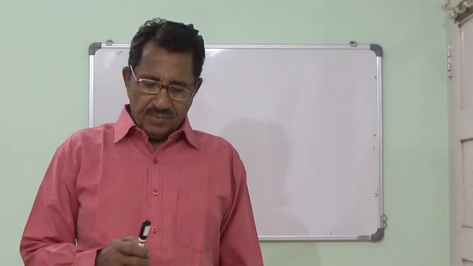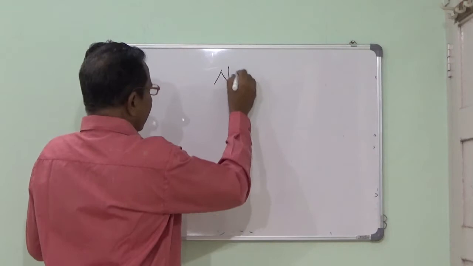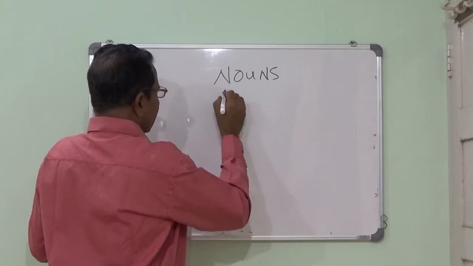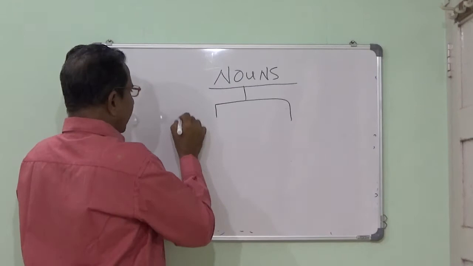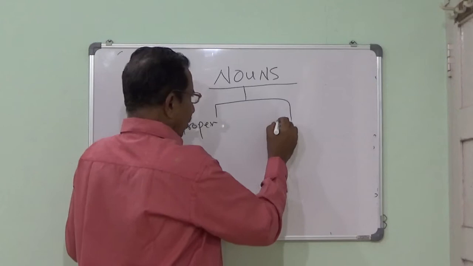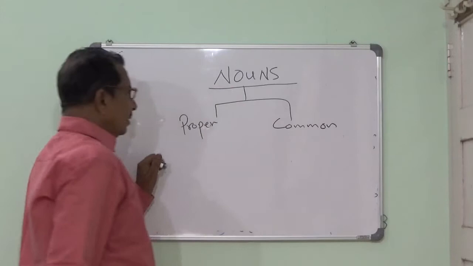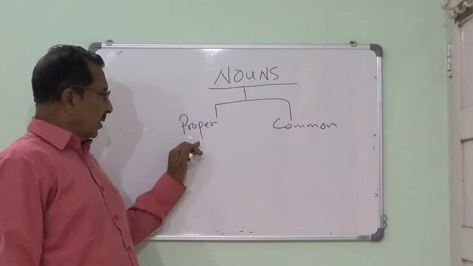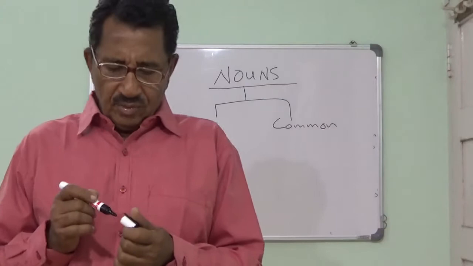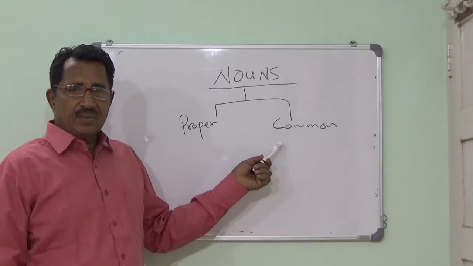Now, we started like this. Nouns. Our first division is, what is first division? Proper. And the second one is common. Common, proper nouns. Common nouns. Proper nouns are, think of your name, that is a proper noun. You cannot give it to anybody else. Clear? And common nouns, any. You can have table, chair, etc.